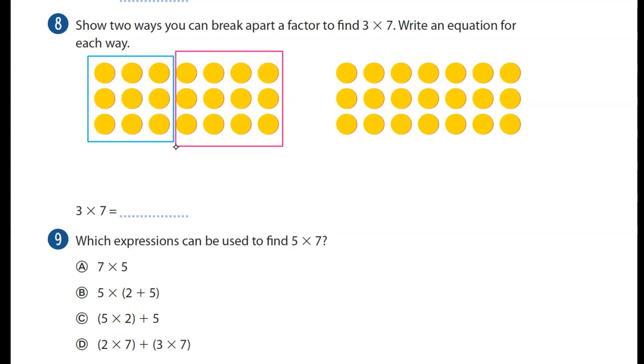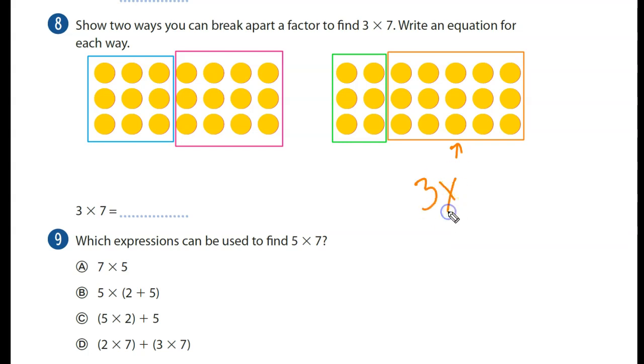Another way would be like this. That's one way, and another way like this. So then what would be my multiplication for this? How many rows would I need? 3. 3 times 7? And how many in each row? 3 times 5. 1, 2, 3, 4, 5. That's only 3 times 5.